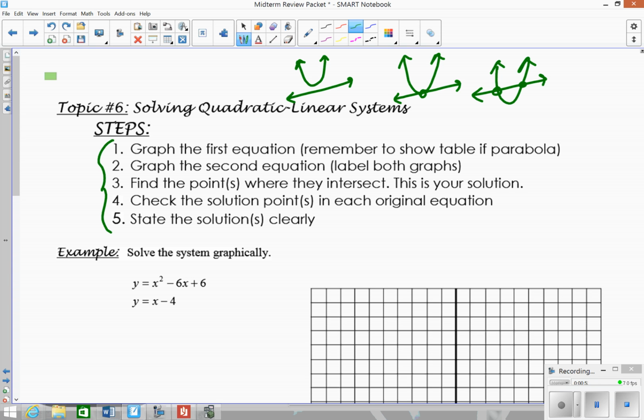Third step is to figure out the intersection points. So if they occur, you're going to figure out if there's one intersection, no intersections, or two intersections. Make sure you label them.